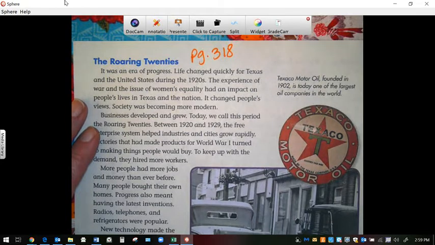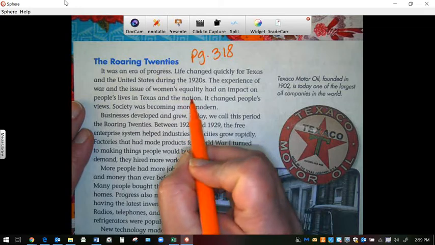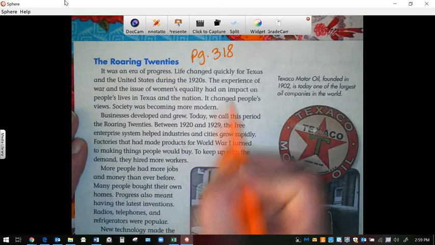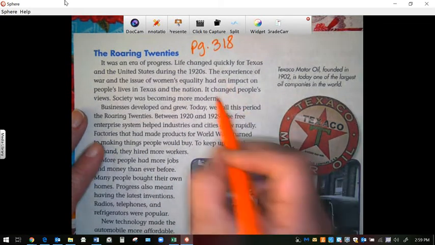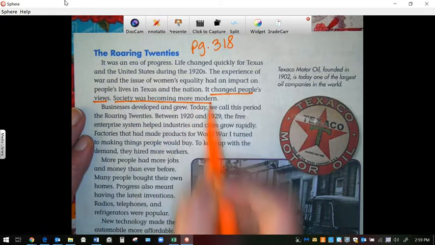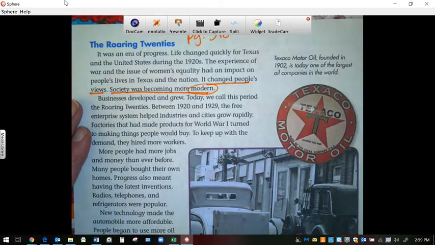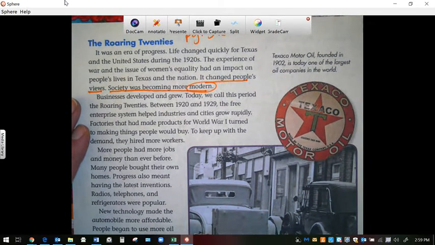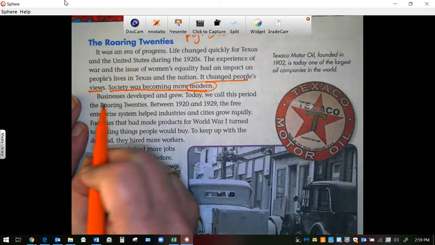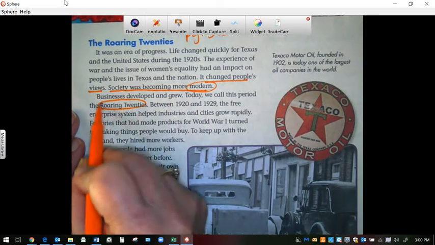And the United States during the 1920s. The experience of war and the issue of women's equality had an impact on people's lives in Texas and the nation. It changed people's views. Society was becoming more modern. Now remember, we started having inventions. We talked about the invention of the assembly line last week. We also talked about the inventions of telephones. Businesses developed and grew. Today we call this period the Roaring Twenties.